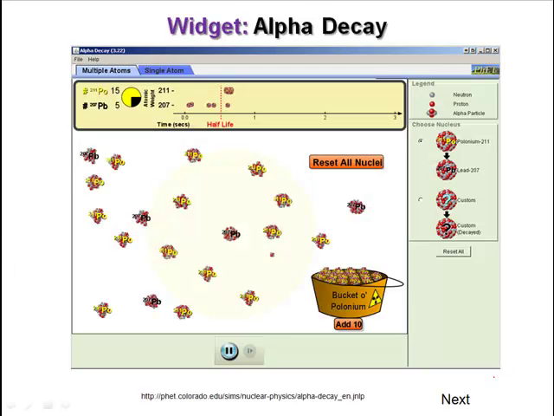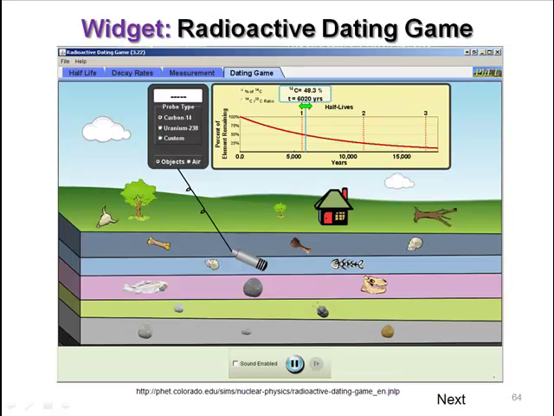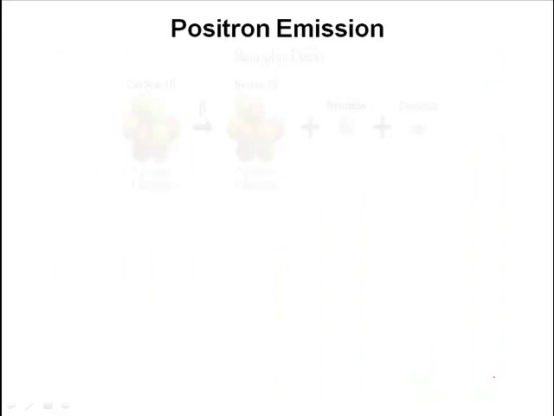Here is a little widget that shows alpha decay. It's kind of a fun thing to play with if you want to go to the PhET site. This site is at the bottom of the page. And this is also radioactive dating. This is how we can date different samples based on half-lives.